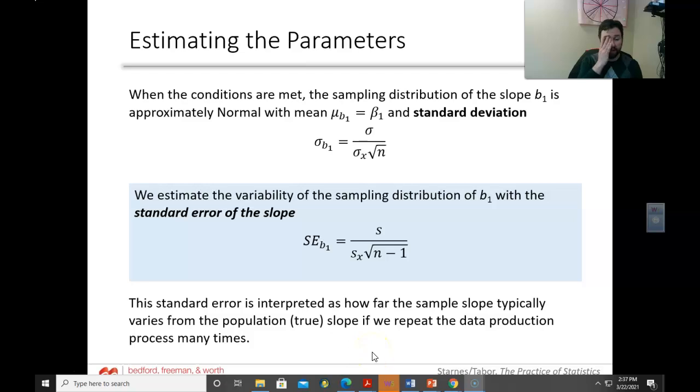So the standard error is how far a sample slope typically is from the true population slope. Standard error is how far our sample usually varies about the true slope.